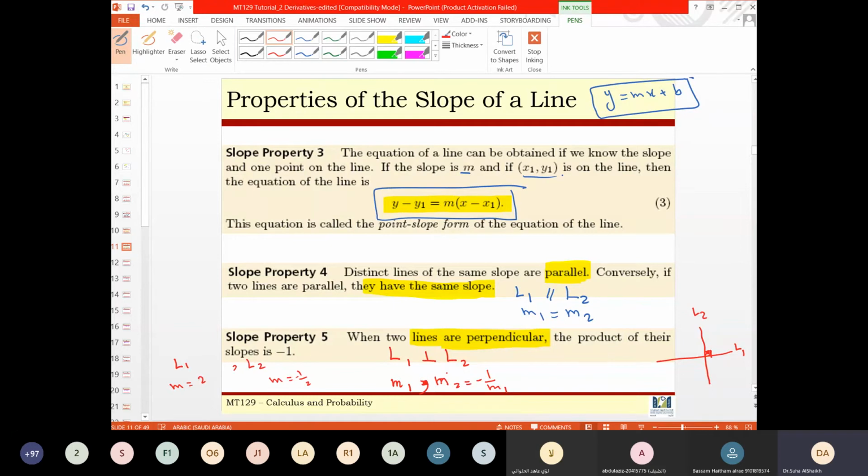Okay, lines can be perpendicular, the lines can be parallel sometimes. إذا parallel they have the same slope. إذا perpendicular كأن واحد فيهم معكوس السلوب with a minus sign. إذا the first one has a slope 2, the second one will have a slope -1/2.